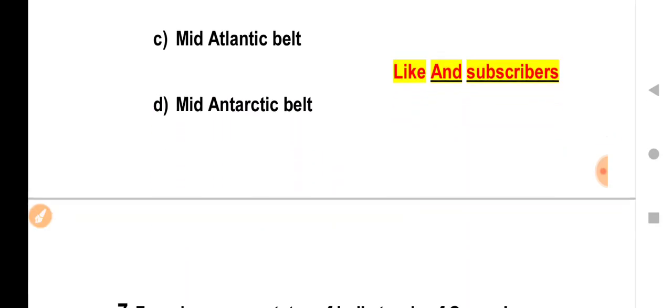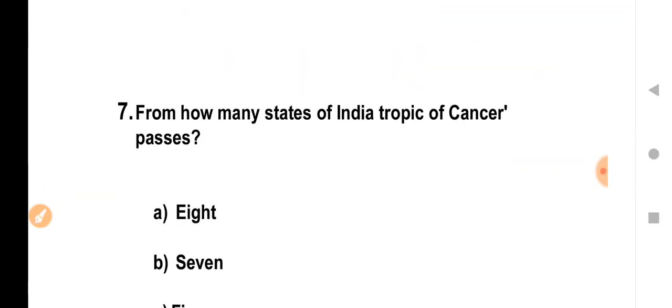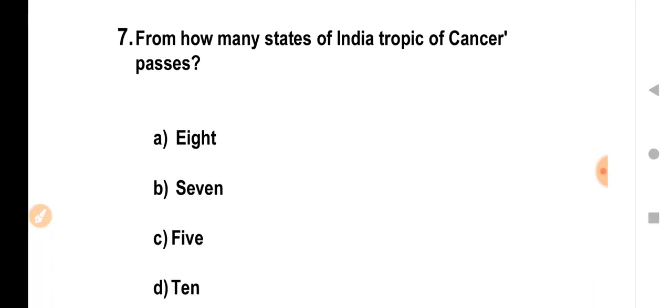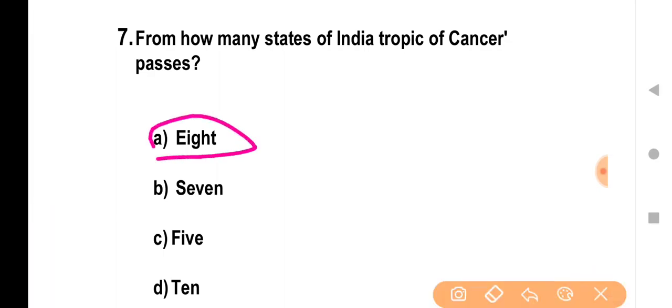And the next question is, through how many states of India does the Tropic of Cancer pass? This is a very important question. And the answer is A, 8. These states are Gujarat, Rajasthan, Chhattisgarh, Jharkhand, Madhya Pradesh, West Bengal, Tripura, and the last one is Mizoram.